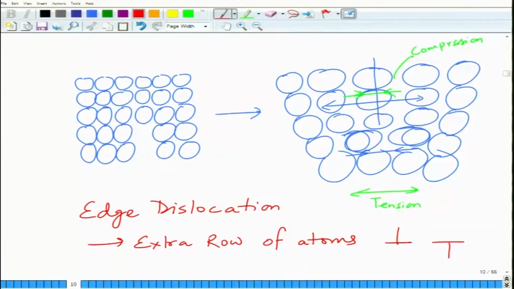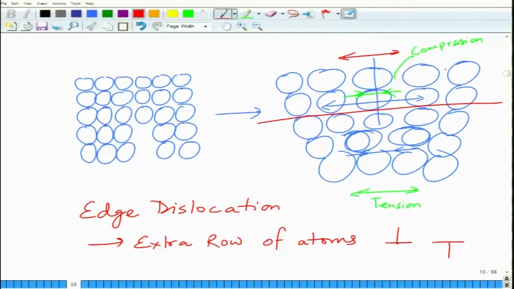Now, this edge dislocation moves as a function of stress in the material. When you apply stress, the dislocation can move in this or this direction. The way it happens is that this is the plane on which it moves.